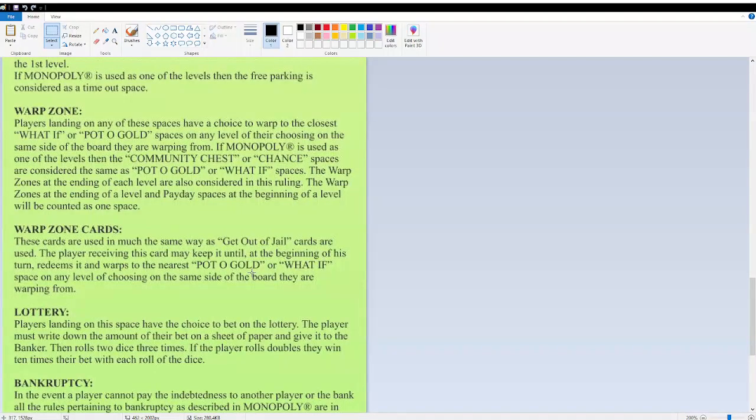space on any level of their choosing on the same side of the board they're warping from. If Monopoly is used as one of the levels, then the community chest or chance spaces are considered the same as pot of gold or what if spaces. The warp zones at the ending of each level are also considered in this ruling. The warp zones at the end of a level and payday spaces at the beginning of a level will be counted as one space. I still don't understand how that works.